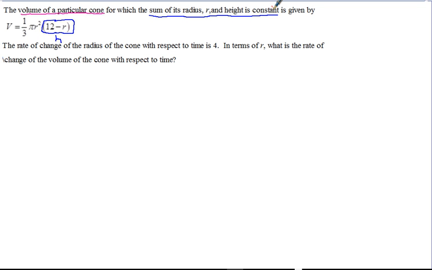They say the sum of the radius and the height is a constant. In this case, the sum means we're adding. So they're saying the sum of the radius and the height is a constant. And what that constant is in this case is the 12. You can see from here, because if you solve this for h, if you subtract r from both sides, you end up with h equals 12 minus r. You can see they've already done a substitution for you, substituted in 12 minus r for h. So that's where that's coming from.